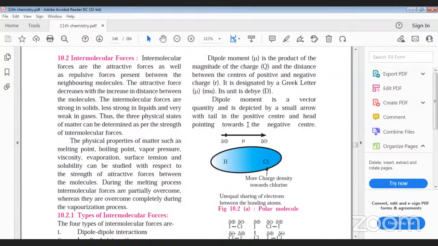Debye is the person who has done work on the dipole moment, and that's why its unit is named the Debye, D. In the Greek letter, it is denoted as mu. So dipole moment is a vector quantity. Why is it a vector quantity? Because it has a direction.